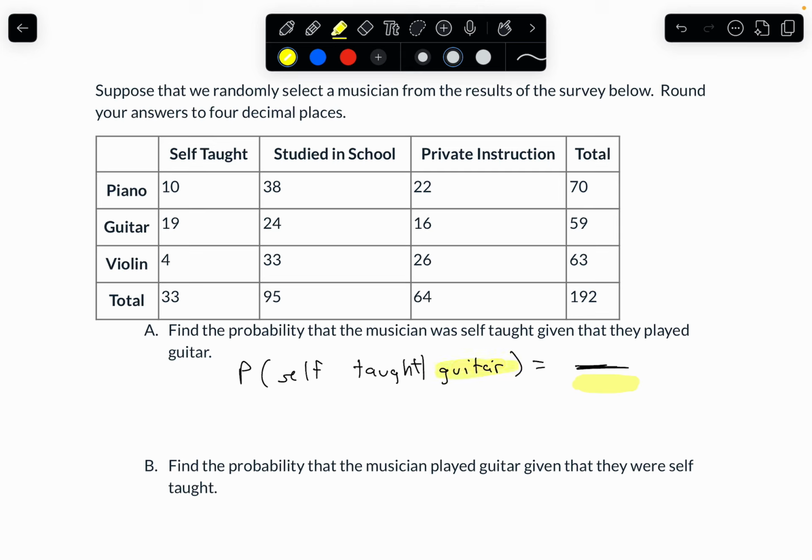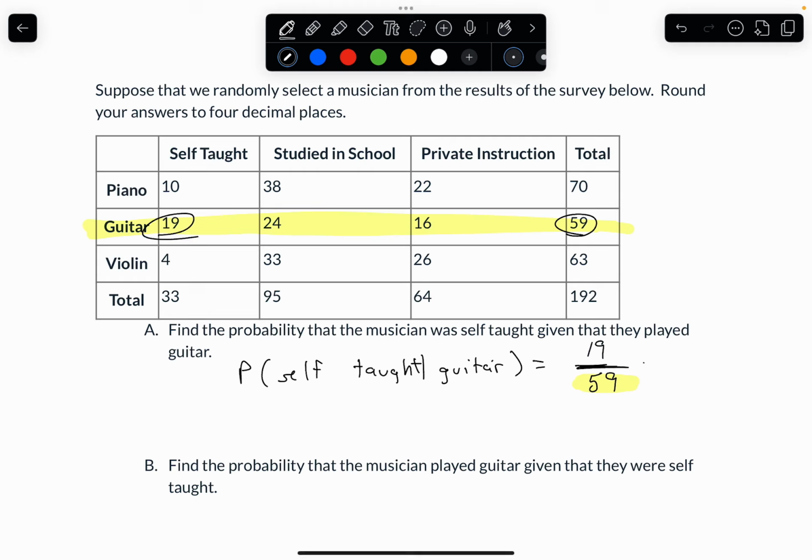So I know that the individual that I have selected plays guitar, which means I am only looking at this highlighted row right here. I can ignore everything else in this table for this part of my problem, because I know I'm only considering the guitar players. Of those guitar players, I have 59 of those individuals. So I have 59 guitar players. And of those 59 guitar players, 19 of them were self-taught. So 19 out of 59. Let's see, 19 out of 59 gives me 0.3220 if I wanted to round to 4 decimal places.